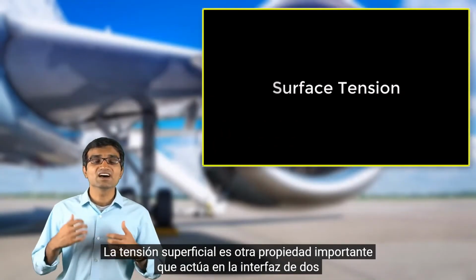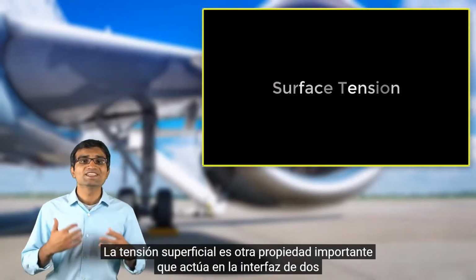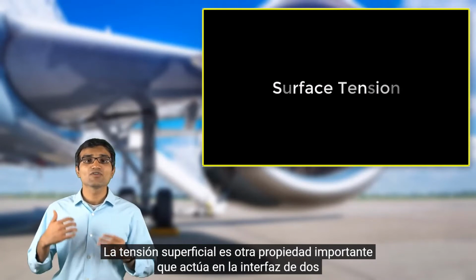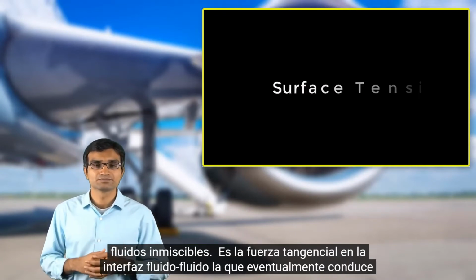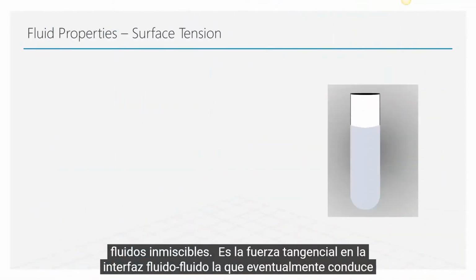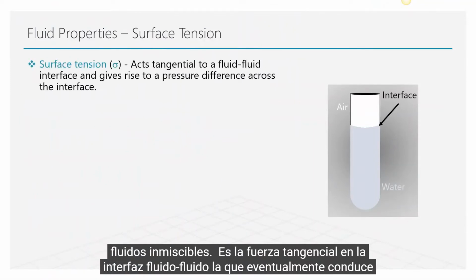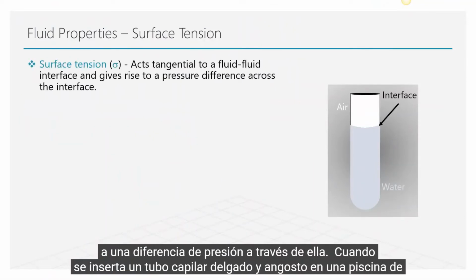Surface tension is another important property which acts at the interface of the two immiscible liquids. It is the tangential force at the fluid-fluid interface which eventually leads to a pressure difference across it.